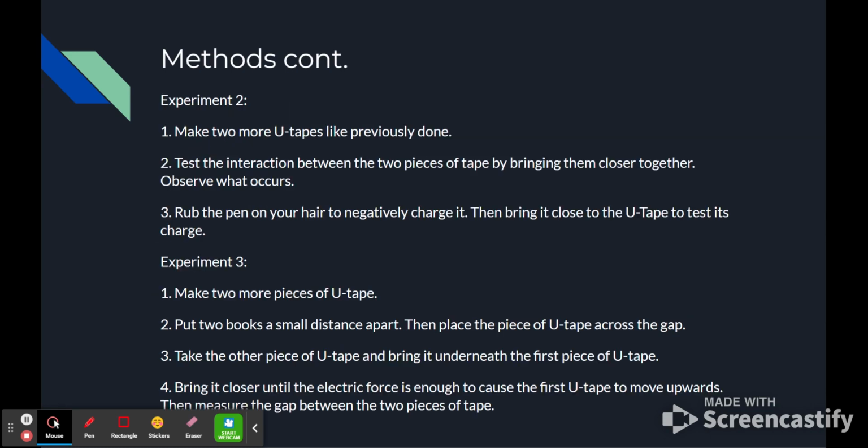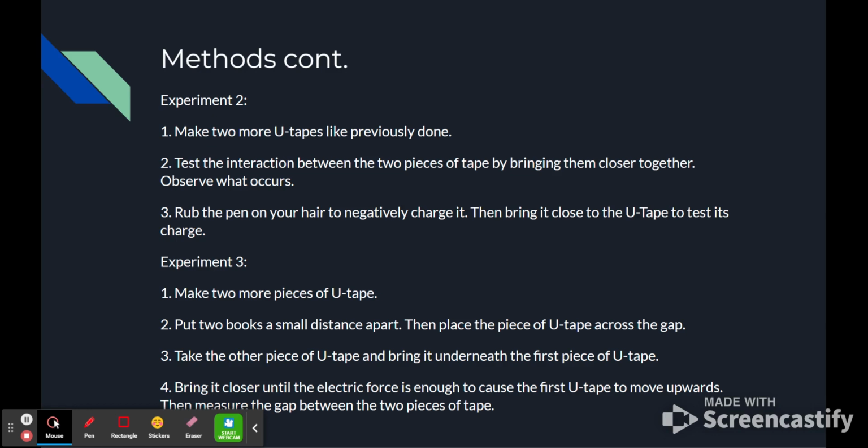In experiment 2, I make 2 more U-tapes like previously done. I test the interaction between the 2 pieces of tape by bringing them closer together and observing what occurs. Lastly, I rub the pen on my hair to negatively charge it, and then bring it close to the U-tape to test its charge.